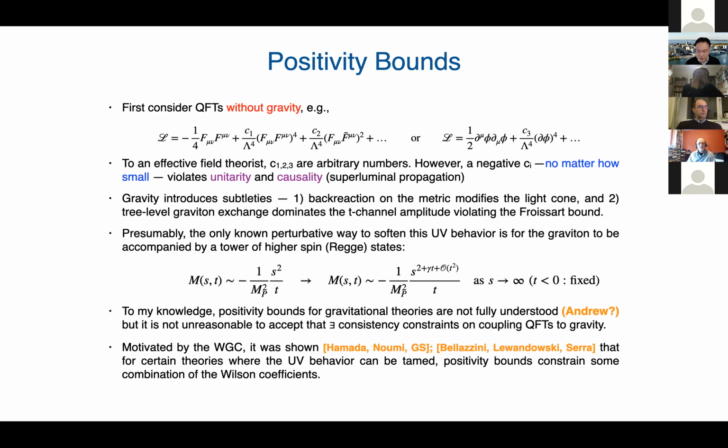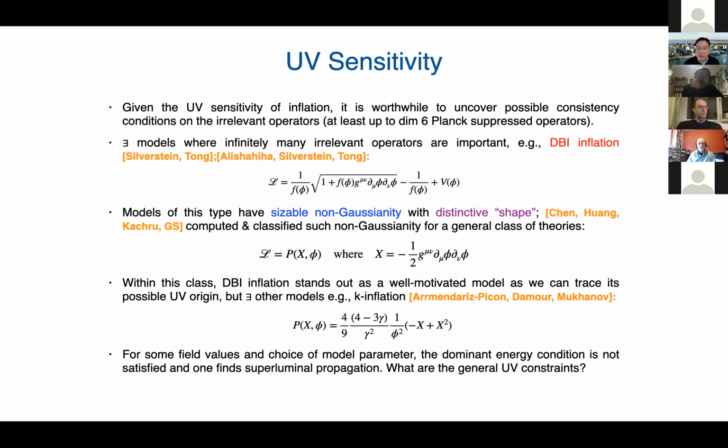unitarity and causality. Now, this is a conference on cosmology. So what do these positivity bounds say about cosmology? For the purpose of inflation, minimally, we would like to understand the UV constraints on the EFTs, at least up to dimension 6 Planck suppressed operators, because the slow-roll parameters are sensitive to these operators.